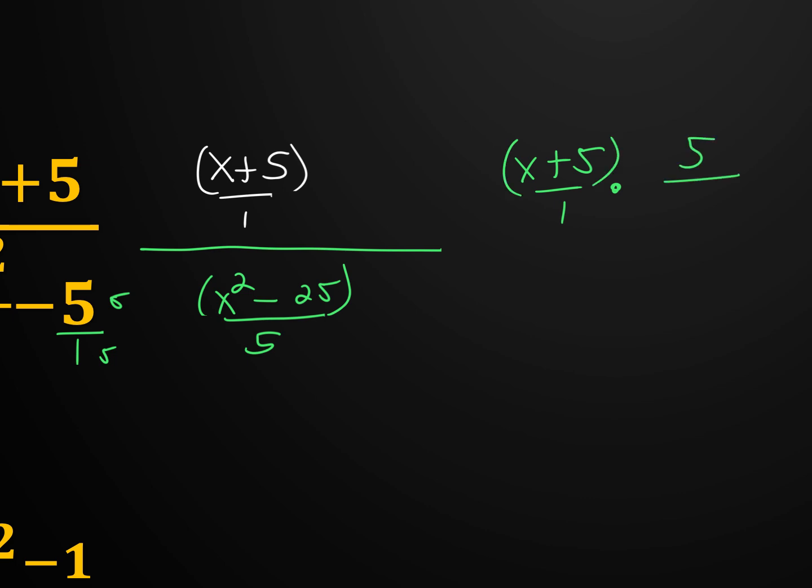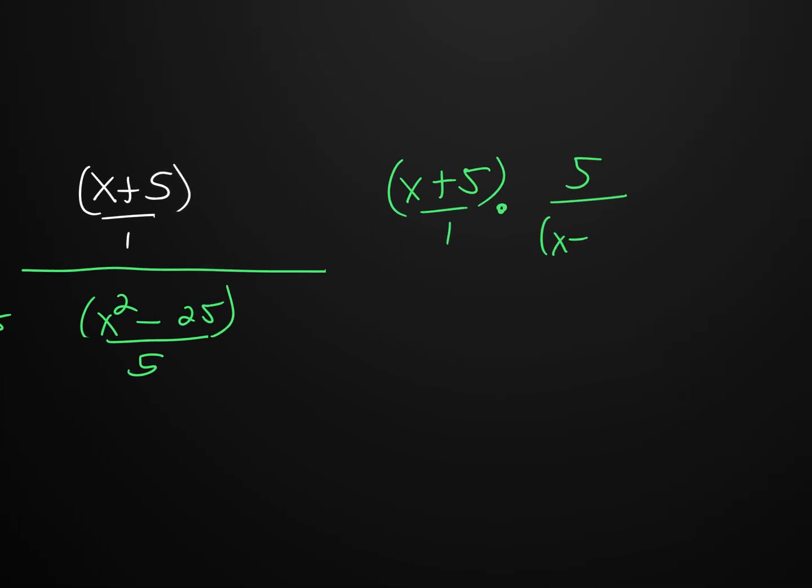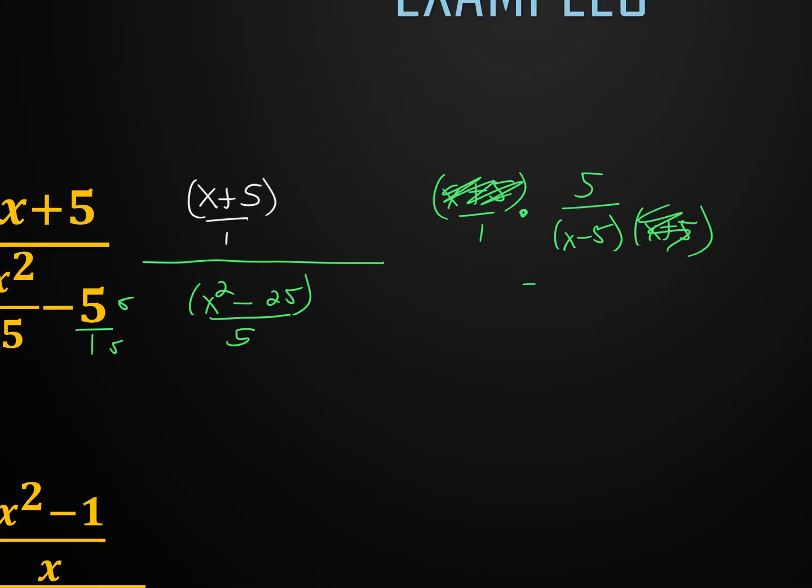I get 5 over, and how can I factor that? Perfect. x minus 5 and x plus 5. Now, is there anything on the top and bottom that's exactly the same that we can cancel? Perfect. The x plus 5s. So your final answer, guys, is 5 over x minus 5.